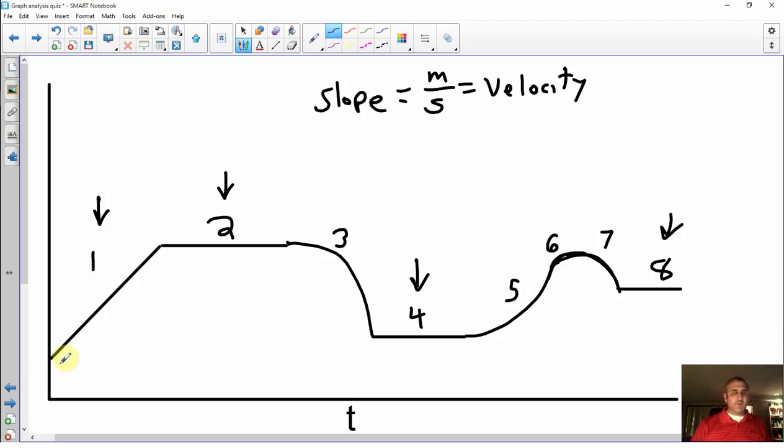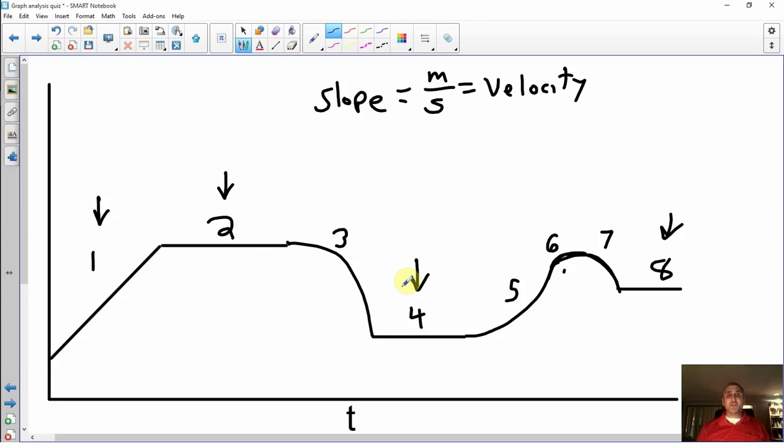Why don't you answer this question on your own, though? Can you tell me where there's a constant negative velocity? So pause me, and you should hopefully see that there is nowhere here that has a constant negative velocity because nowhere here has a negative constant slope.